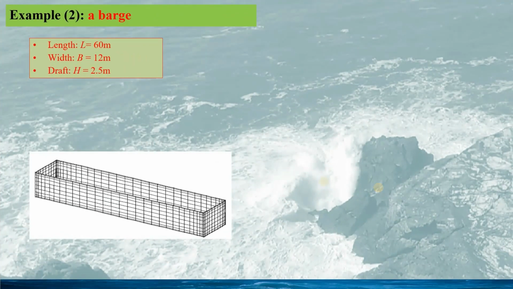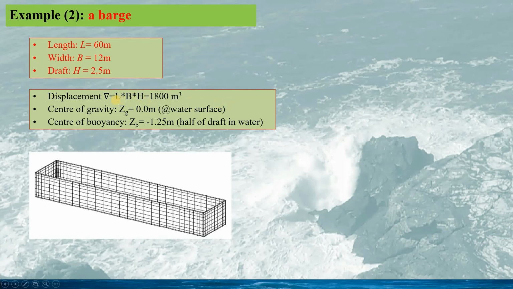The second example is a barge. A barge is a simple floating structure seen in the plot, which can often be used as a floating platform for different purposes. Here, we consider an example of a barge of 6 meters long, 12 meters wide, and 2.5 meter depth. So the displacement can be easily calculated as this, 1,800 cubic meters, and the buoyancy center is half of the draft, 1.25 meters below the water plane.